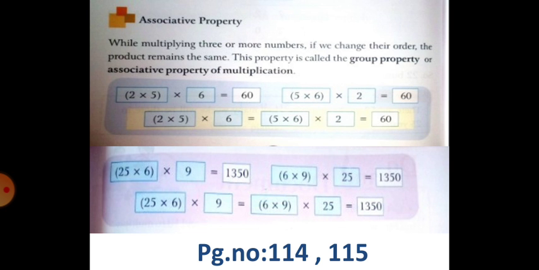Another example, 25 into 6 into 9 is equal to 6 into 9 into 25 is equal to, we get the answer 1350. So in the associative property and the commutative property, these two properties, we are changing only the order, so the answer remains the same.